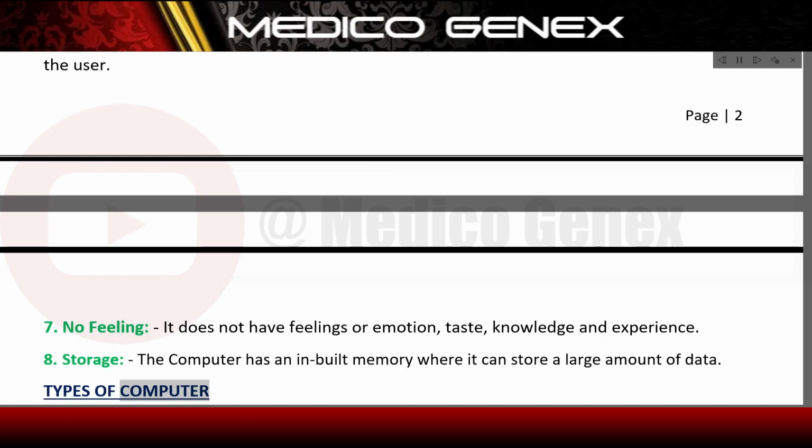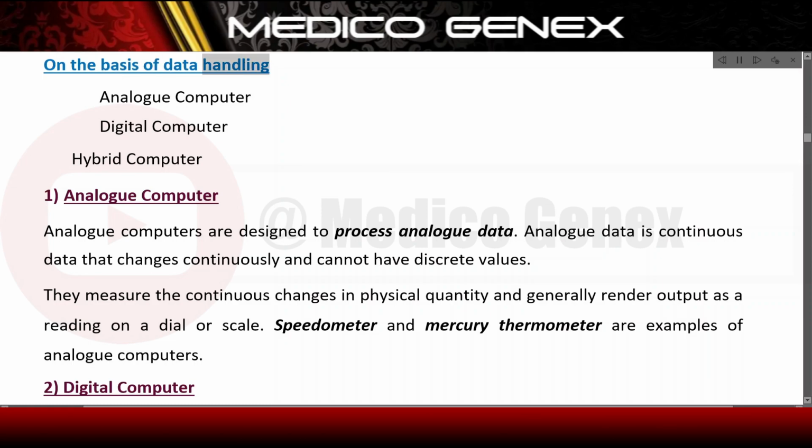Types of computer. On the basis of data handling. Analog computer, digital computer, hybrid computer. Analog computer. Analog computers are designed to process analog data. Analog data is continuous data that changes continuously and cannot have discrete values. They measure the continuous changes in physical quantity and generally render output as a reading on a dial or scale. Speedometer and mercury thermometer are examples of analog computers.